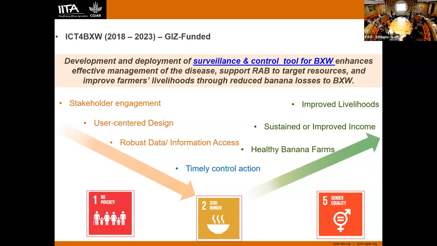So we started to tinker on this idea that it seems that we have the recipes to start to really innovate in the system. And the core of the innovation is developing a surveillance system and a control tool for BXW disease. We had a theory of change pathway, which I'm not going to go through the details, but we're just hoping that if we go through this pathway, that we'll eventually be able to improve the livelihoods of banana farmers and be able to cater to three major SDGs, which are critical for smallholder farmers.